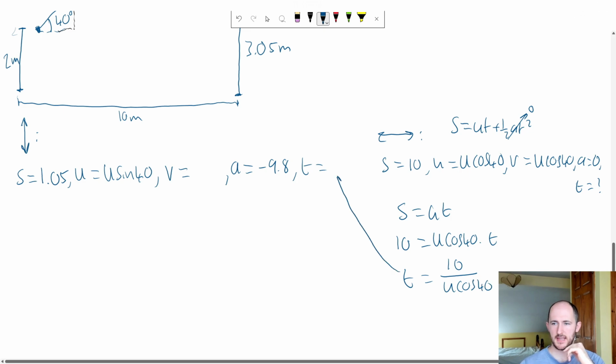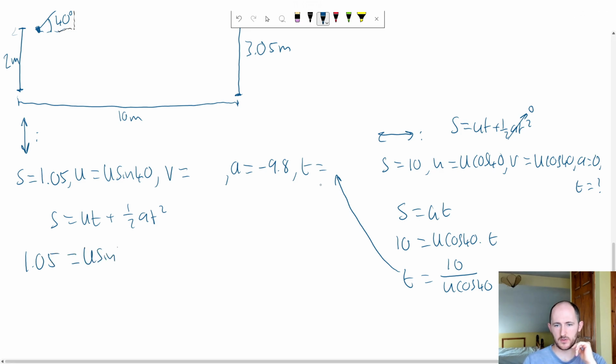Now I can sub that in for here. What could I use? I have S, U, A, and T. So I could use s equals ut plus half at squared. This is going to be a fun one. So we're going to have 1.05 equals ut, so I'm going to call that u sine 40 times t, plus a half times minus 9.8 t squared. So in fact I'll leave it as just this for now.